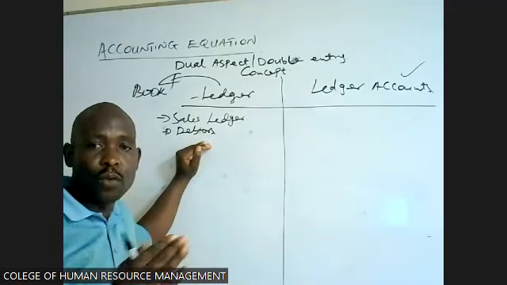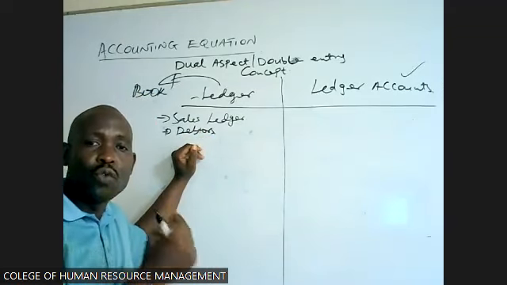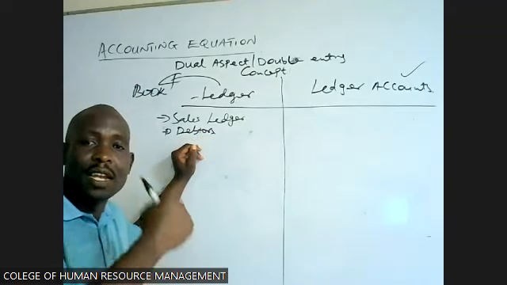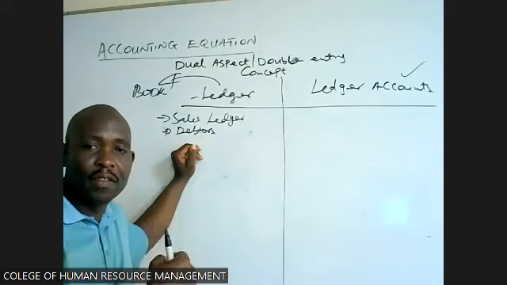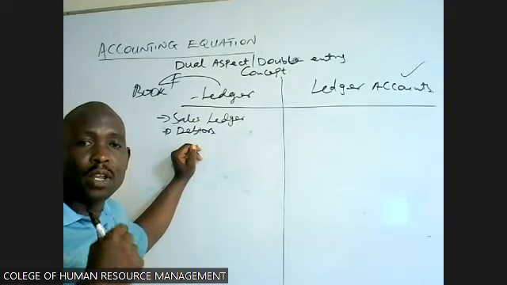When you sell to them, you open an account. When they pay, you subtract from that account. So you are going to have these ledger accounts in this particular book only. Only the debtors are going to be found in the sales ledger.